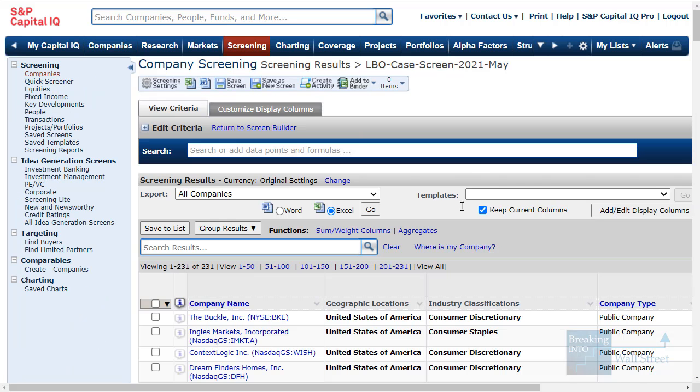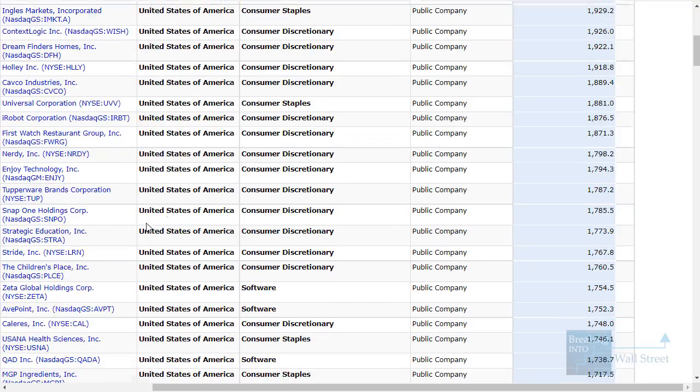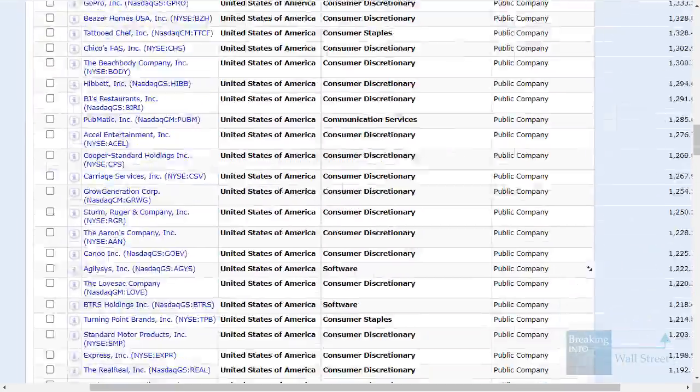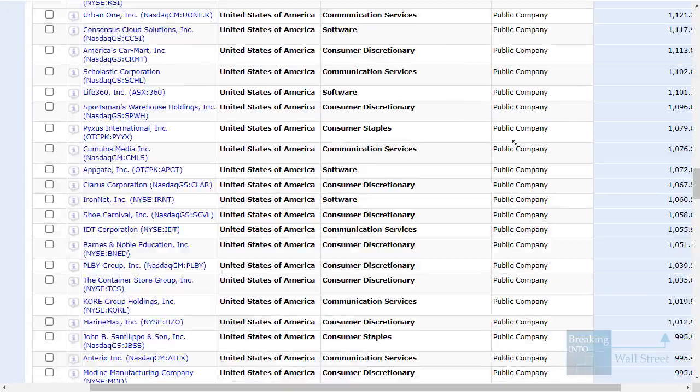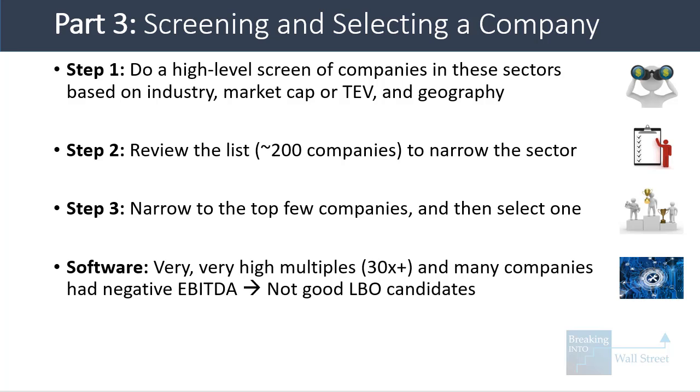So here, I'm going to show you the Capital IQ screen. It generated about 231 results. And we have all the companies according to their industry sector, their geography, company type, total enterprise value. So we have a whole list of companies here. And I'm not going to go through all of these, obviously, but a few quick impressions were as follows. Within the software space, a lot of companies had very, very high multiples, and some companies even had negative EBITDA, which means that they're probably not good LBO candidates. That's not to say that all software companies are bad candidates, but for this specific firm and their specific strategy, we didn't see that many good companies that fit the profile within this size range.